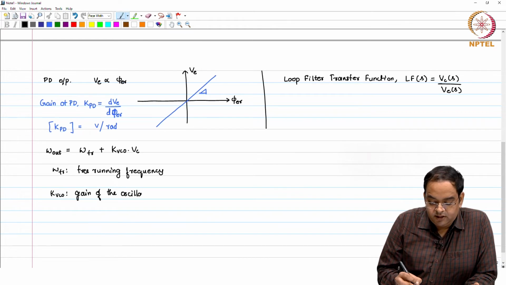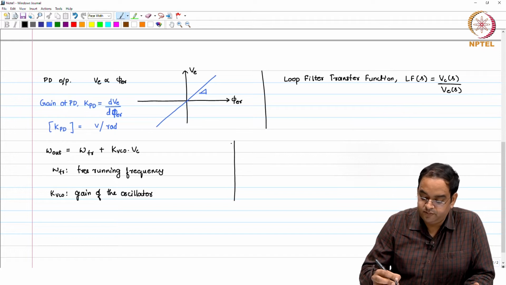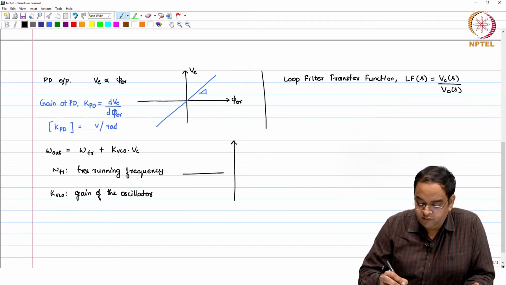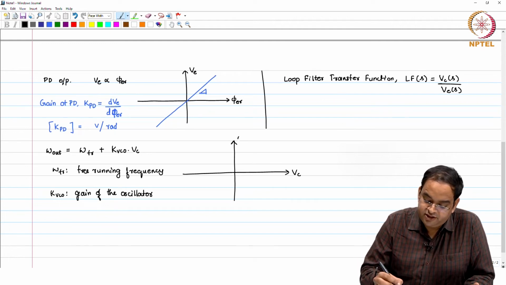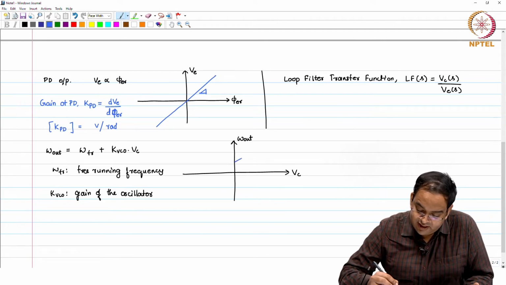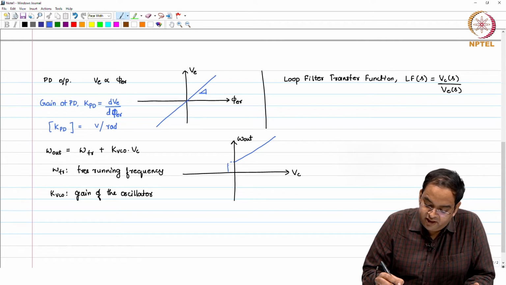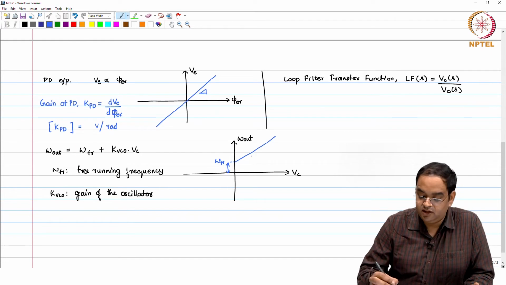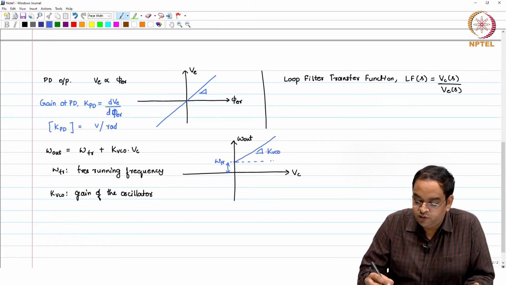Now, if you would like to look at this in plot form, with respect to the control voltage, your omega out has characteristics like this. This you can say is the free running frequency, omega free. The slope of this particular curve is K_VCO.